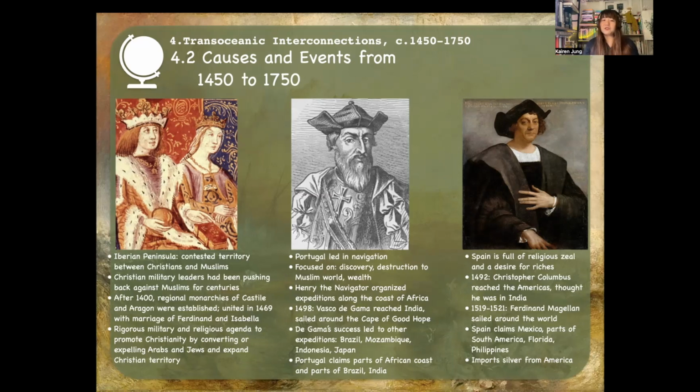Now let's look at Portugal leading in navigation at this time. They focused on discovery, destruction to the Muslim world, and wealth. Henry the Navigator organized expeditions along the coast of Africa. In 1498, Vasco da Gama reached India and sailed around the Cape of Good Hope. Da Gama's success led to other expeditions to Brazil, Mozambique, Indonesia, and Japan. Portugal claimed parts of the African coast and parts of Brazil and India.